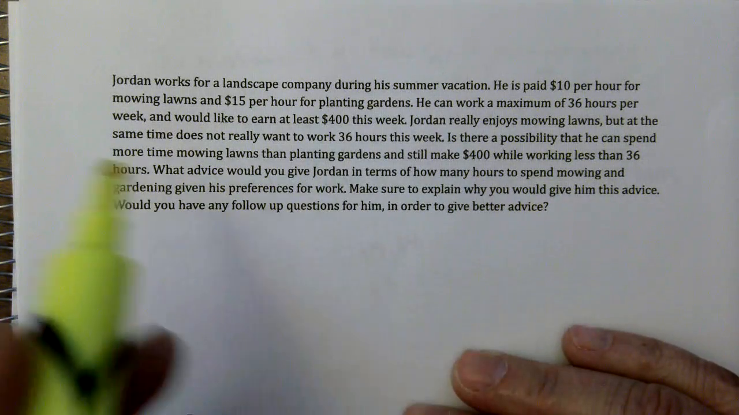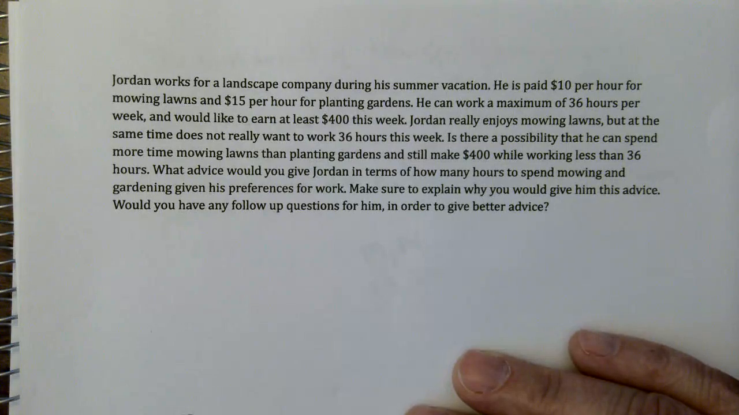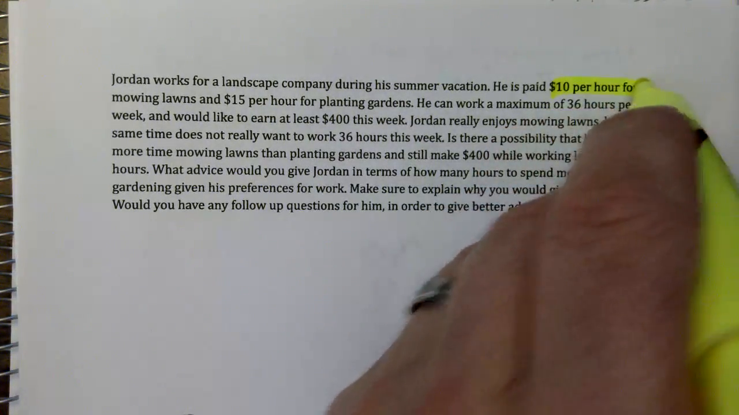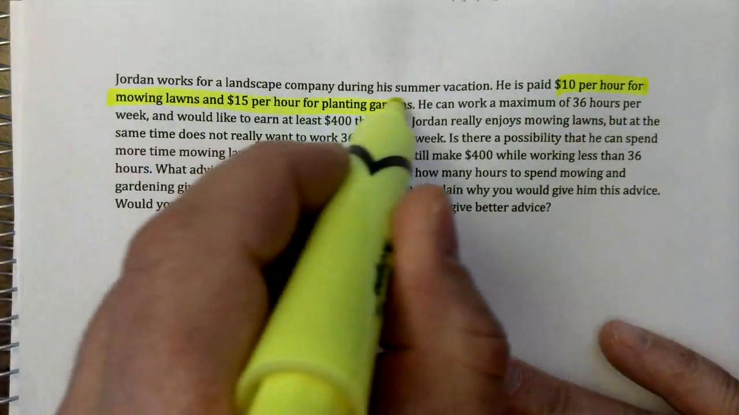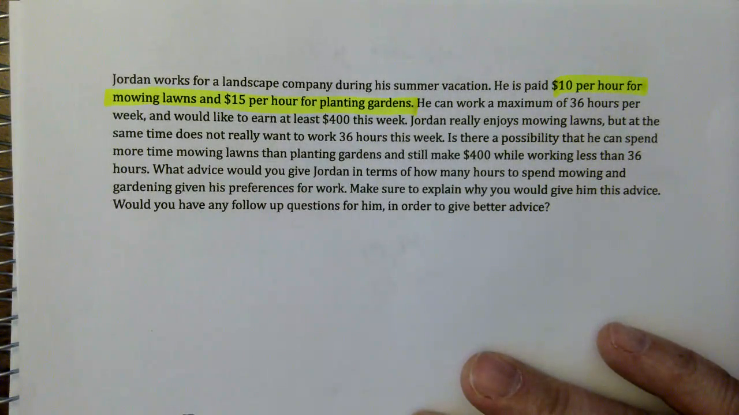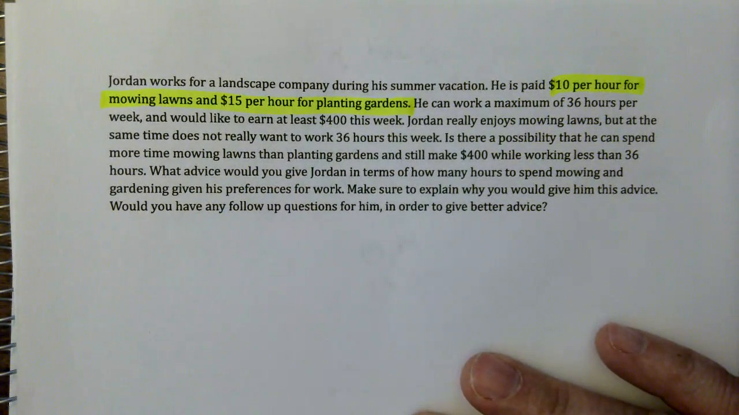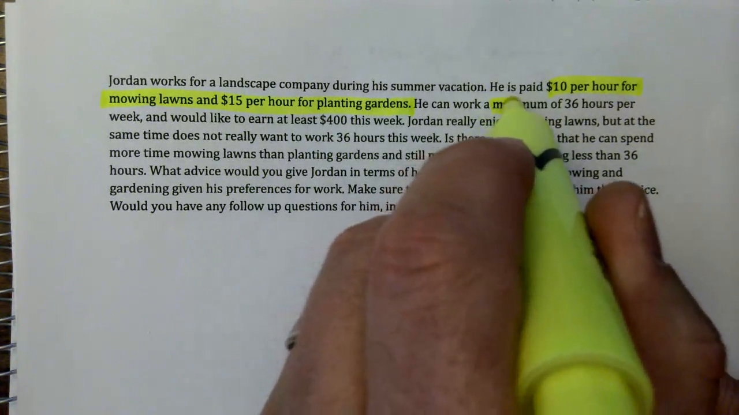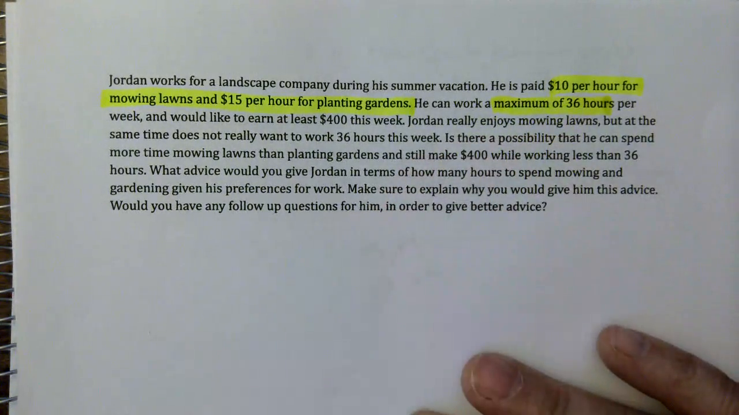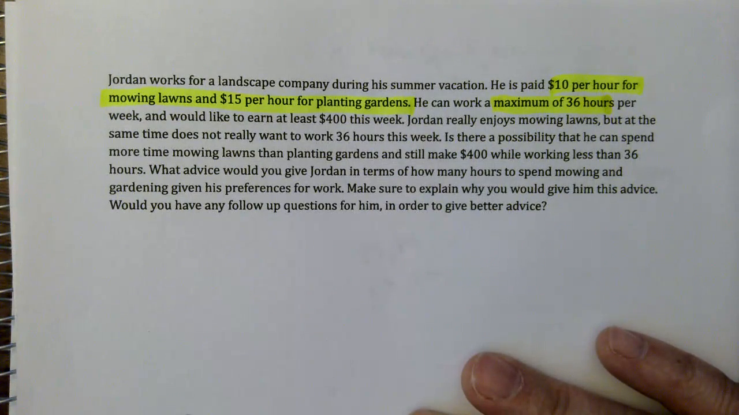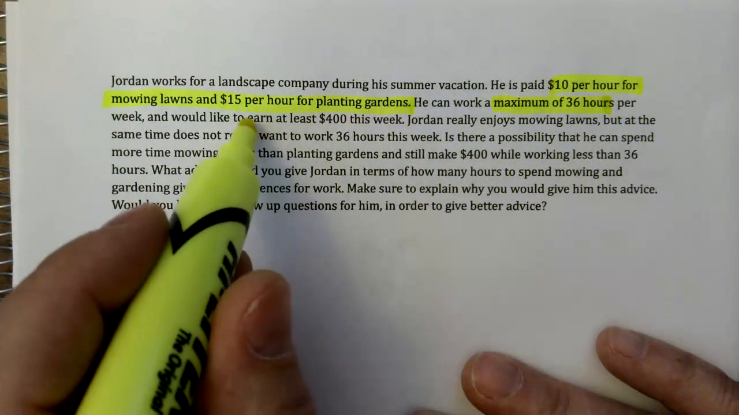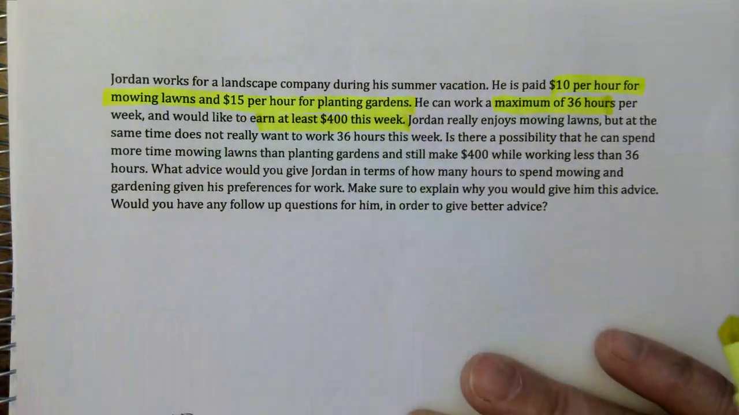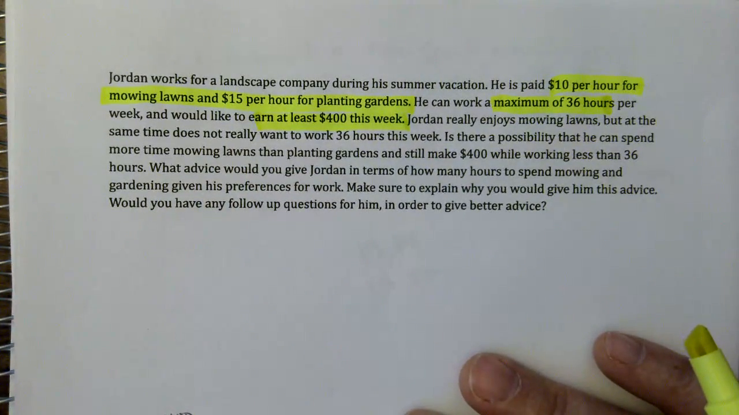So the first couple things we're going to read through: he's going to work in the summer, $10 per hour for mowing lawns and $15 for gardening. So that's like rate of pay. We'll come back to that in a little bit. Another thing that's important clearly is going to be the maximum of 36 hours in a week. And another thing that he wants to know is he wants to earn at least $400. So we're going to represent both of those mathematically in a second.